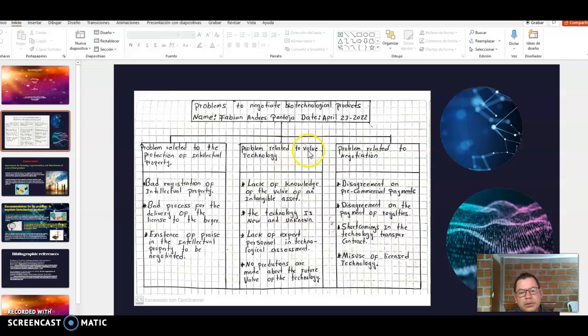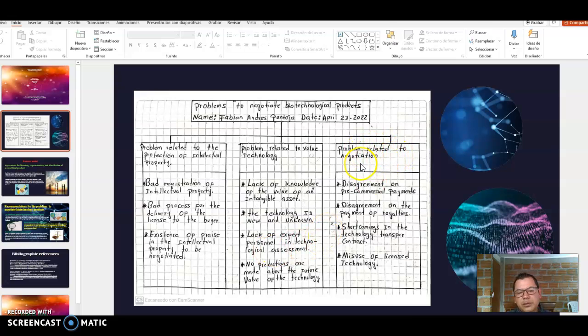Problems related to the value of technology: lack of knowledge of the value of an intangible asset, the technology is new and unknown, lack of expert personnel in technology assessment, and no predictions are made about the future value of the technology.